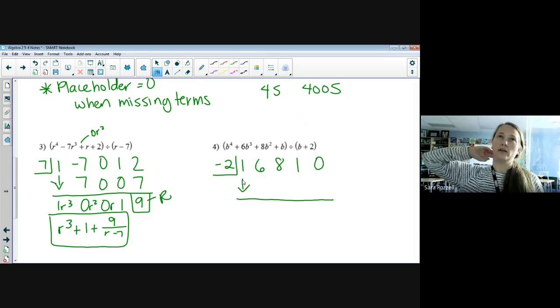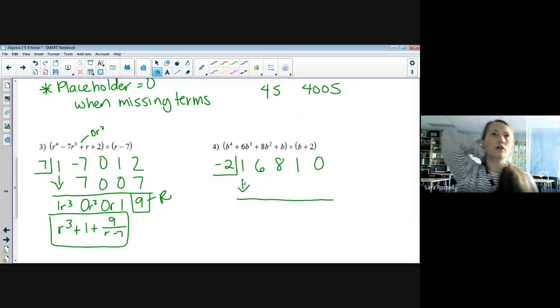Jayla, raise it up a little bit. Okay, when you added 1 plus 0 on your 4th column, 1 plus 0 is 1.